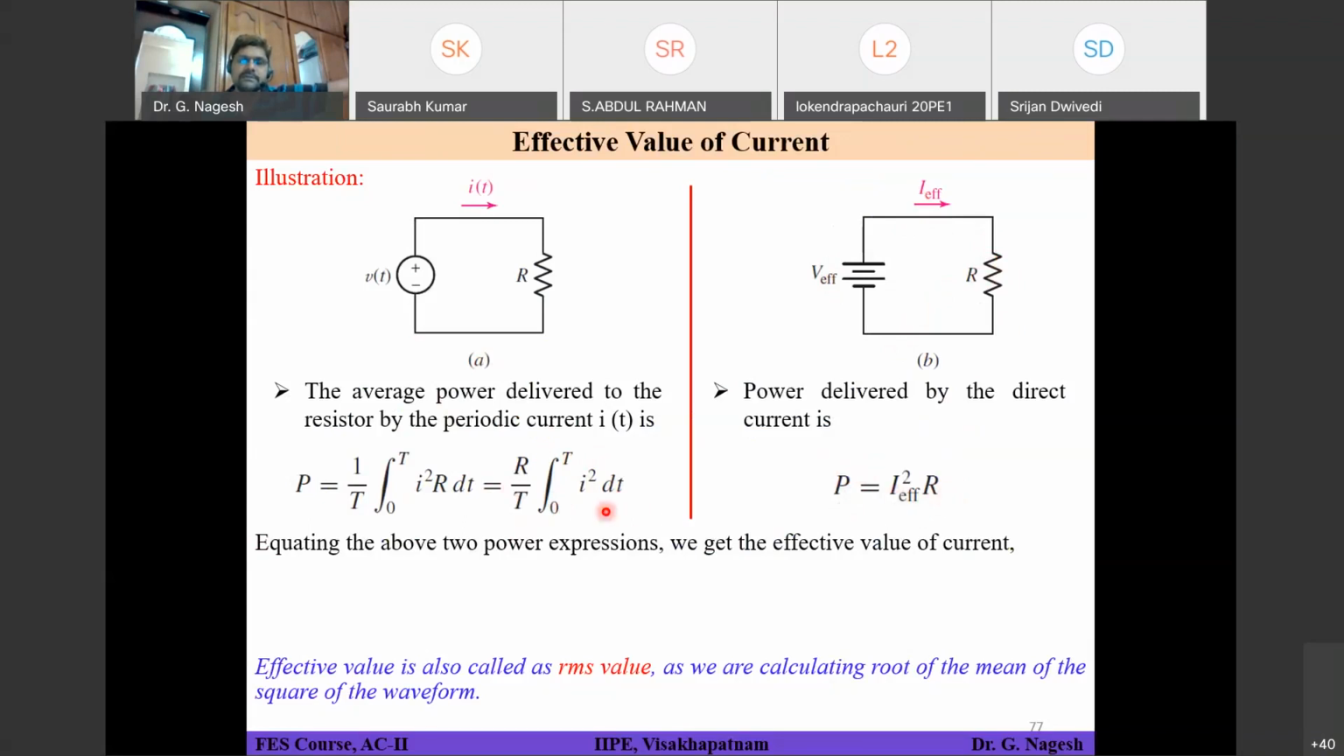This is the average power delivered by a periodic current through R ohm resistor. Okay, right. So to get the effective value, what should I do? These two powers are actually equal. This P and this P are equal. That is the condition you should satisfy to find the effective value of the periodic current I of t. So try to equate these two and give me the value of I effective in some expression.